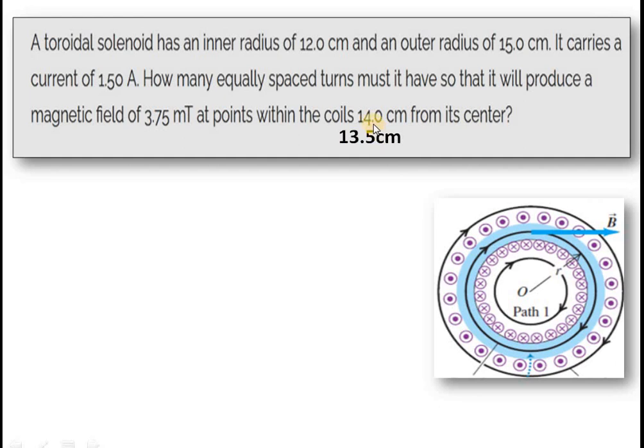Okay, here 14 centimeter is given. You don't consider it. You consider 13.5. This 14 is given wrongly. So this question is also very interesting. This is 3.75 millitesla. Okay, milli means 10⁻³ Tesla. So you can also do this problem very wisely. Here you have to find the number of turns. So I hope you can do it very easily if you properly watch the video. So do both the problems.